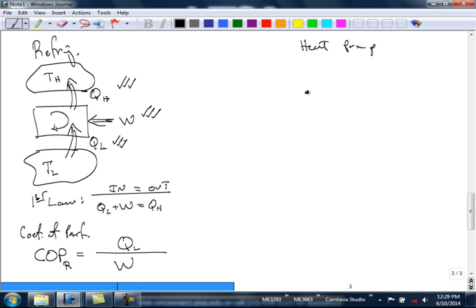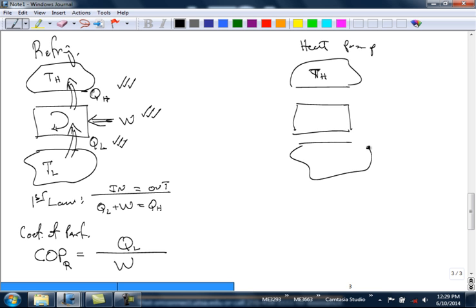Now, what about a heat pump? Guess what? You have to have a high temperature. This time, it's where you dump heat, right? Okay, so it's hard to say now that's a source and that's a sink, but this is low temperature. I'm supplying work, otherwise the heat pump doesn't work. It runs in a cycle, and I have heat transfer out of the low and into the high.